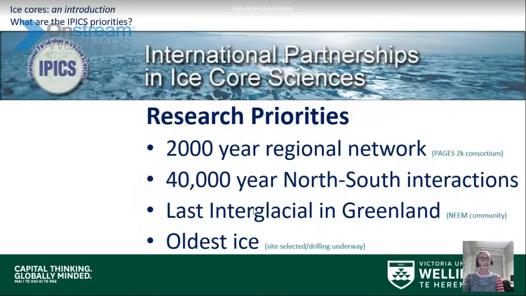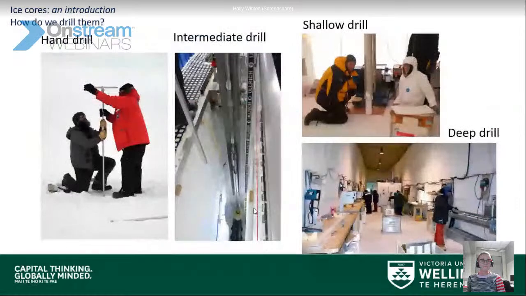So what are the key science questions we can use ice cores to tell us about? We're looking at climate variability over a range of scales from 2,000 years, 40,000 years, going back to the oldest ice project, which is in process at the moment, trying to find a site that has ice over 1 million years old. How do we drill them? Depending on how deep we want, we can use a hand drill all the way down to a deep drill.